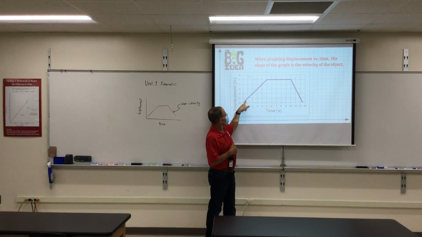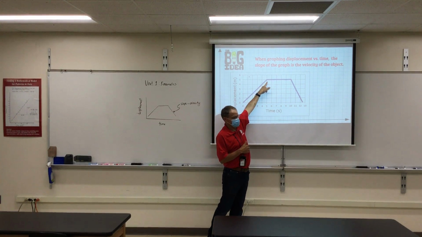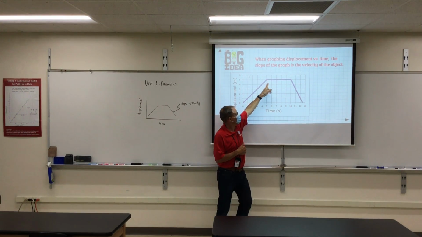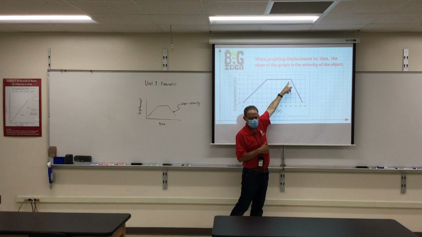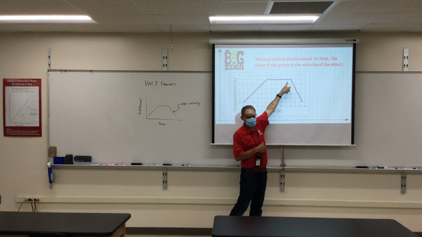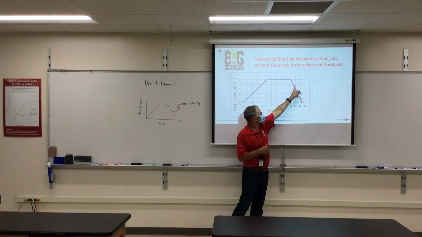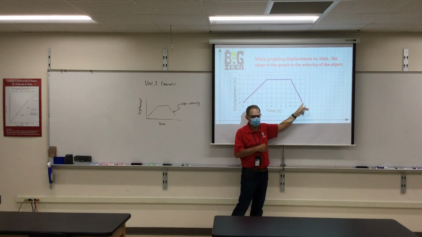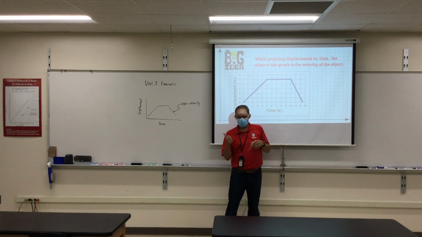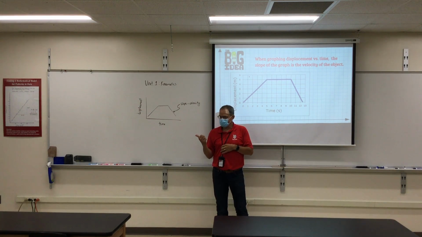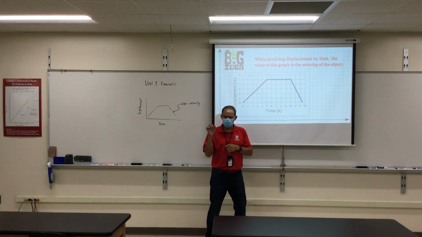So the giraffe is walking to the right, positive velocity. What's the slope here? 0, so it's not moving. And then the slope is negative, so the giraffe is moving to the left. Okay, you see that?